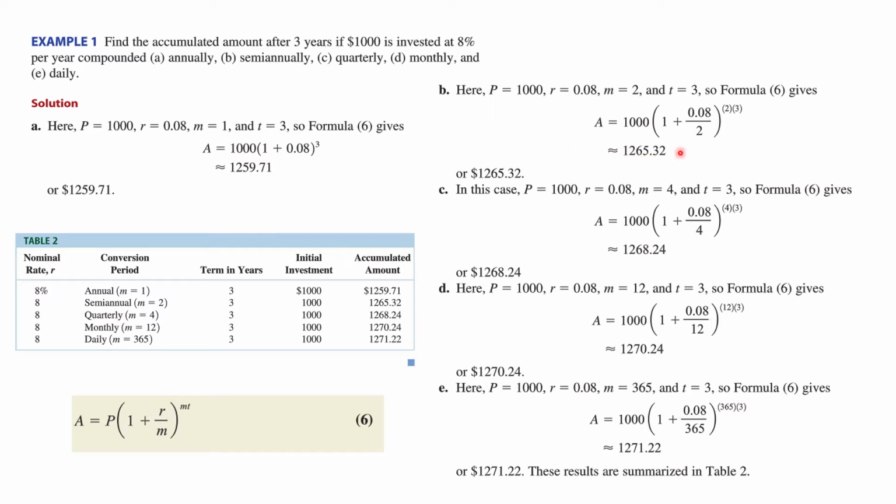If M is 2, semi-annually, we get this. If M is 4, we will get this. If M is 12, we will get this. And if M is 365, we will get this. So we've summarized that over here. Notice that it does increase the more often compounding happens, but it actually doesn't change by a whole lot.